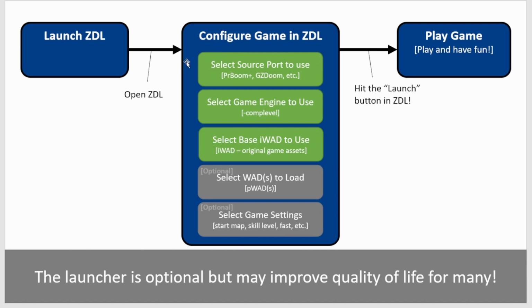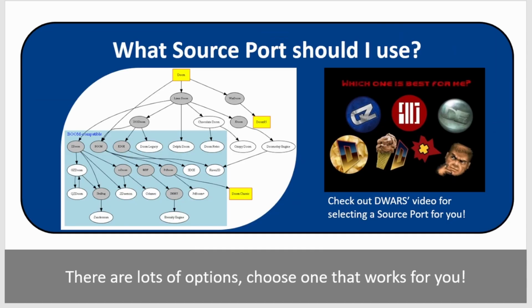First thing up is selecting a source port to use. So what is a source port? Well, back in 1997, id Software released the source code for the original Doom engine.